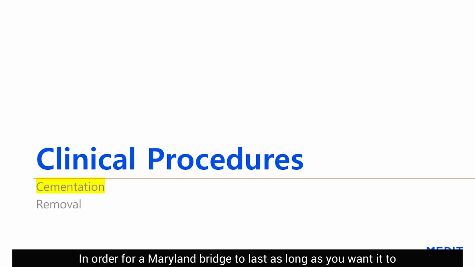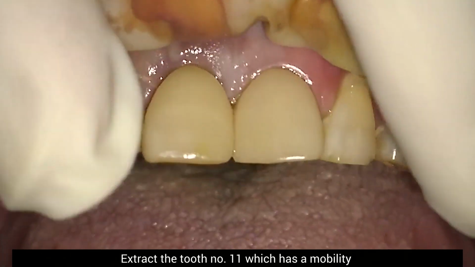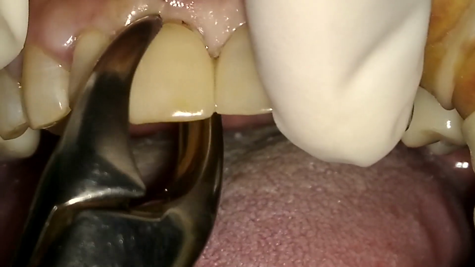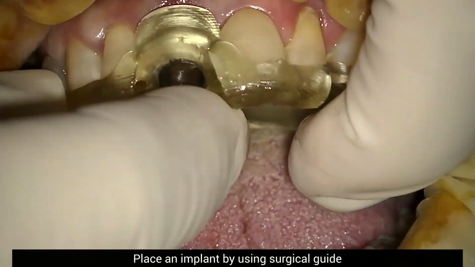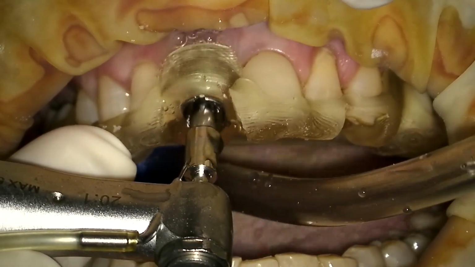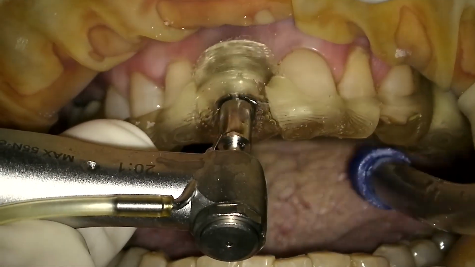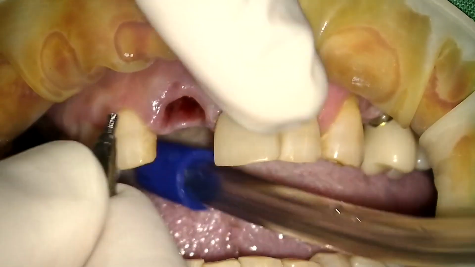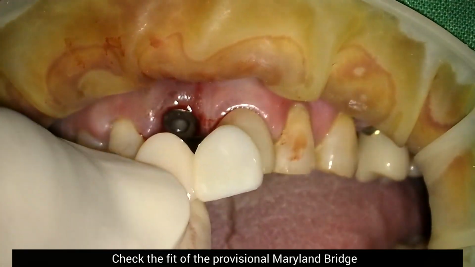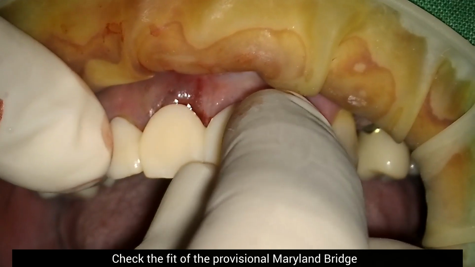In order for a Maryland bridge to last as long as you want it to, it's very important to build it strong and cement it properly. Extract the tooth number 11 which has some mobility. Place an implant by using a surgical guide. Connect the healing abutment. Check the fit of the provisional Maryland bridge.